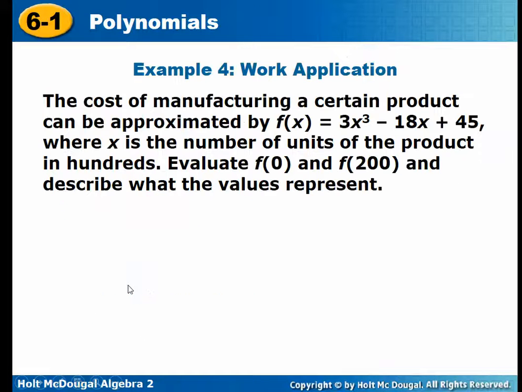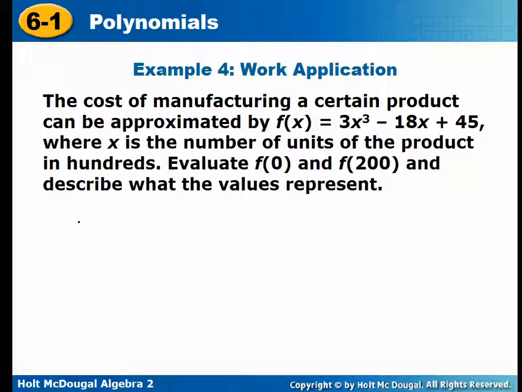All right, moving on. Here's an application problem. It says that the cost of manufacturing a certain product can be approximated with the equation, the function f of x equals 3x cubed minus 18x plus 45, where x is the number of units of the product in hundreds. Evaluate f of 0 and f of 200.